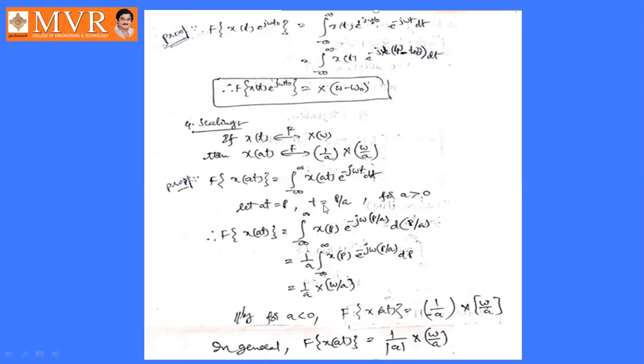So integral minus infinity to plus infinity, a t is replaced by p, that is x of p into e power minus j omega into p by a into dp by a, right? It is equal to 1 by a into integral minus infinity to infinity x of p into e power minus j omega p by a dp, or it is 1 by a into x of omega by a, right? So similarly for a less than 0, the Fourier transform of x of a t is 1 by minus a into x of omega by a, or in general we can write the Fourier transform of x of a t as 1 by mod a into x of omega by a.